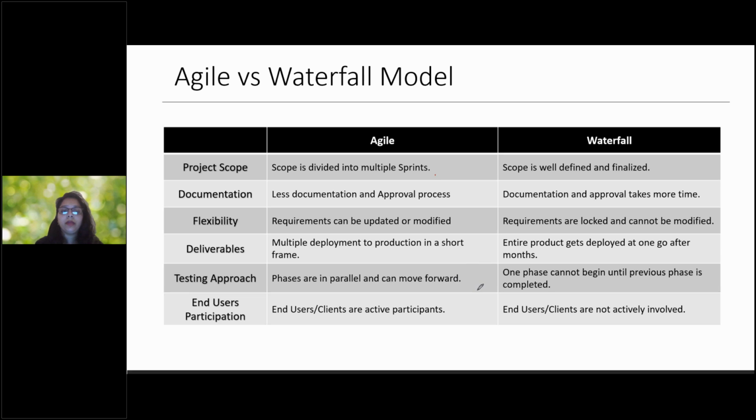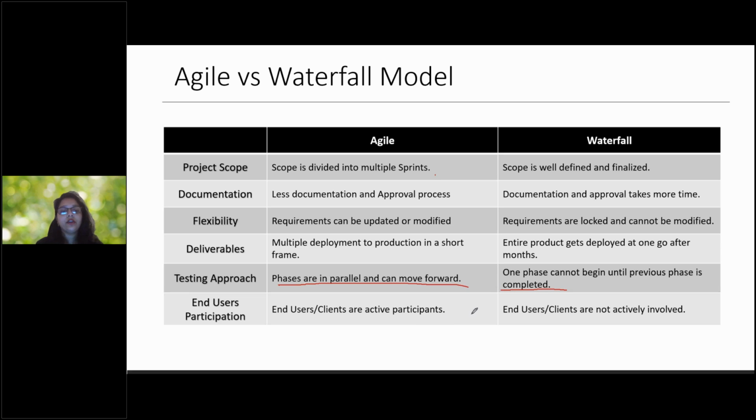And phases are in parallel and can move forward. This is basically about multitasking. You can multitask and you don't have to wait on another team. And in Waterfall, one phase cannot begin until the previous phase is completed. This is the major difference between Waterfall and Agile.